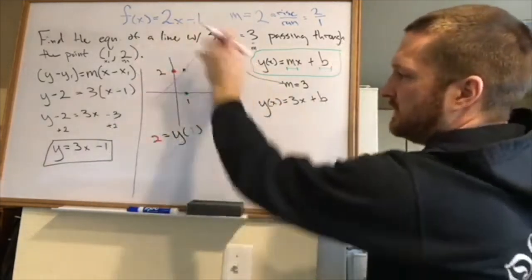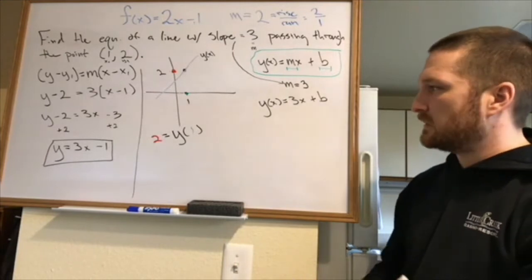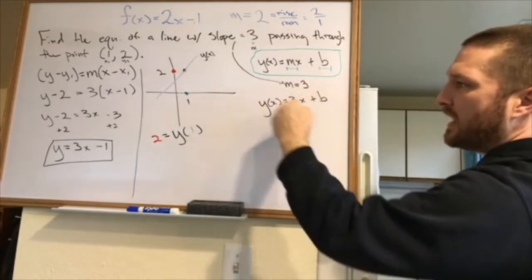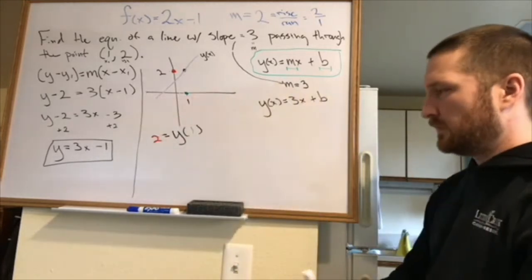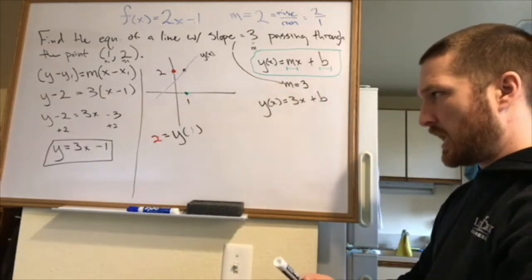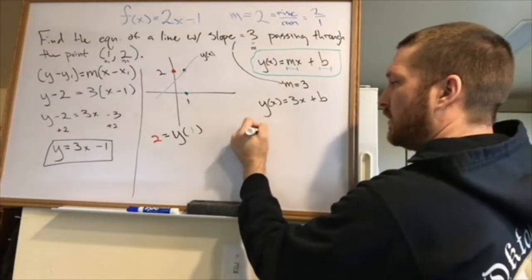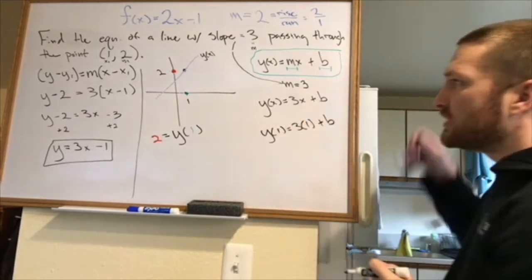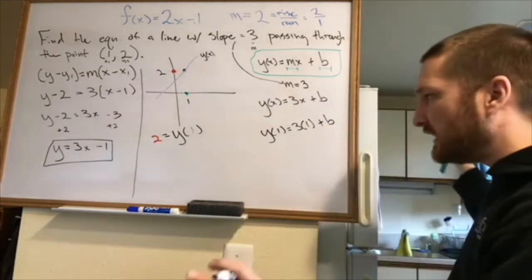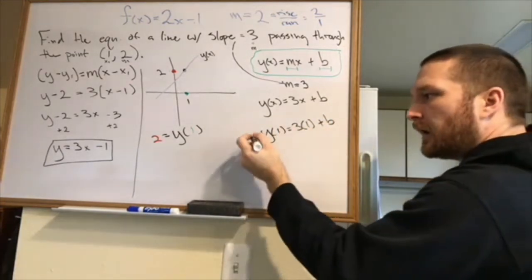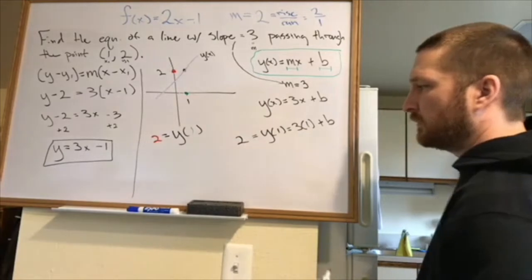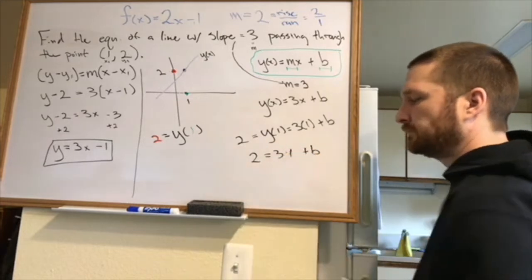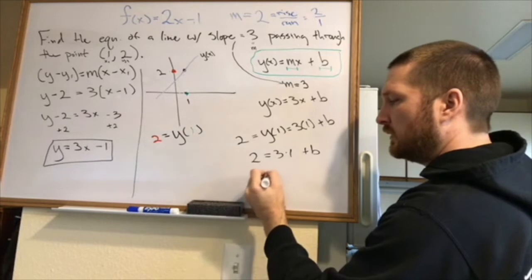So now, thinking about this as a function, what did we just say? When I plug in a 1, the output is a 2. So let's do that. I'm going to plug in a 1. We get y of 1 equals 3 times 1 plus my unknown b, which is the only thing I've left to find out. That's all I need to solve this problem. I know that when I plug in a 1, I get out a 2. In other words, 2 is equal to 3 times 1 plus b. 3 times 1 is 3.